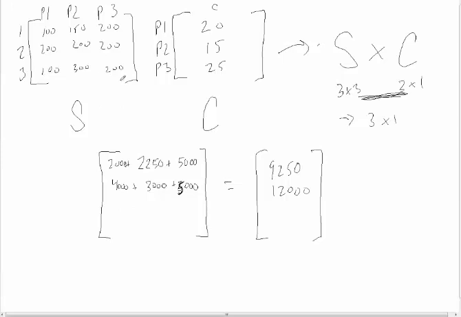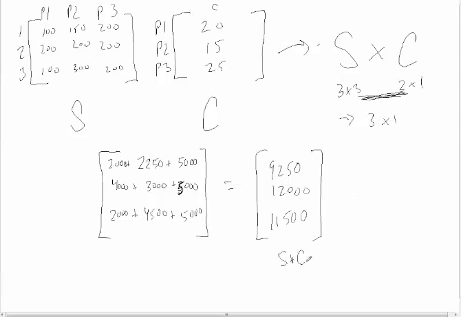And then third row times first column, 100 times 20 plus 300 times 15 plus 200 times 25. And that's that.